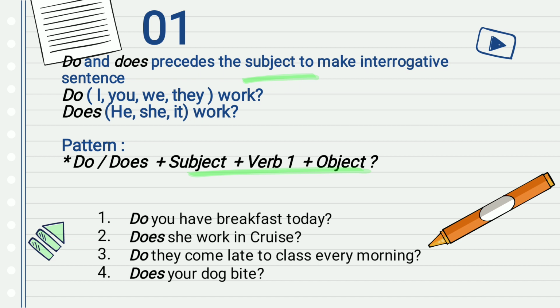So when you say you have breakfast today, basically this one is not appropriate. When you make an interrogative sentence, you have to use do here. So the correct sentence becomes, do you have breakfast today? So every time you make a question in simple present tense, which is followed by the verb, you have to use do and does in the beginning before the subjects.